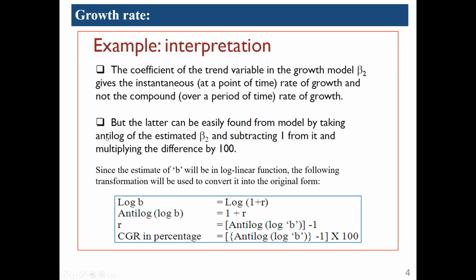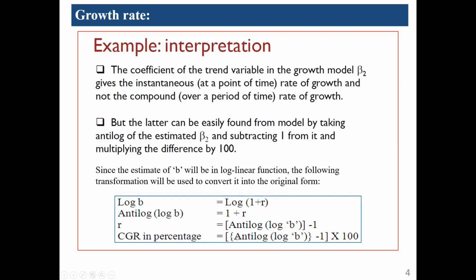But now, how to find the compound growth rate? Again, we have beta 2, and we have to do the antilog. Using the regression equation, we have estimated the slope coefficient beta 2; take the antilog of it, then subtract 1 from it, and then multiply by 100. As you can see, log b is equal to log of 1 plus r. This you know very well, right? So antilog of log b is equal to 1 plus r. Then r is nothing but antilog of log b minus 1. Then the compound growth rate is given by antilog of log b minus 1, times 100.